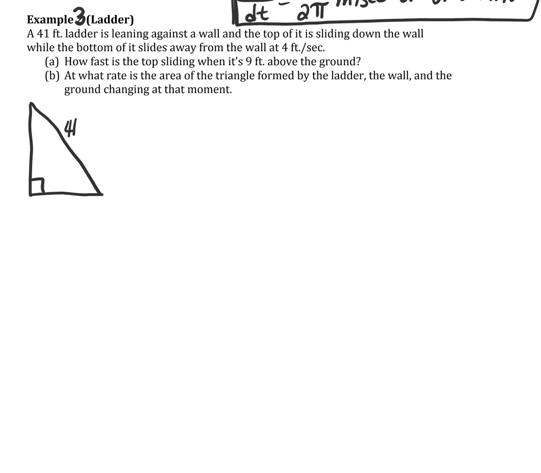I'm also going to give this a letter in case we need that at some point later. And the top is sliding down the wall. So we're going to call this Y, we're going to call this X. And we might actually be able to come up with information about the X and Y based off of that. So we know so far the ladder, or the S, is 41 feet.